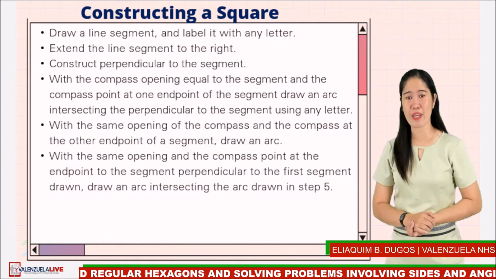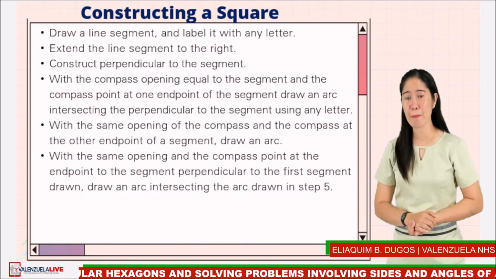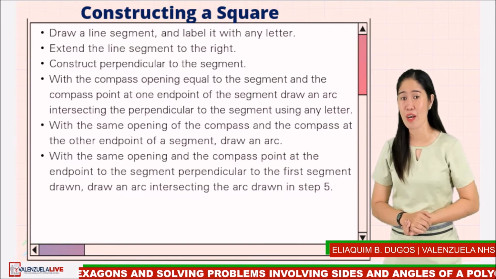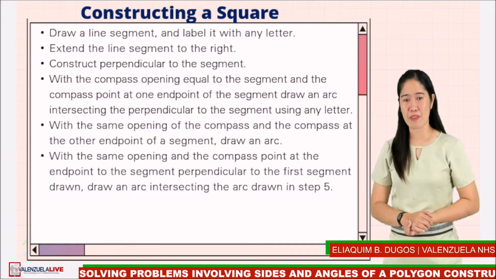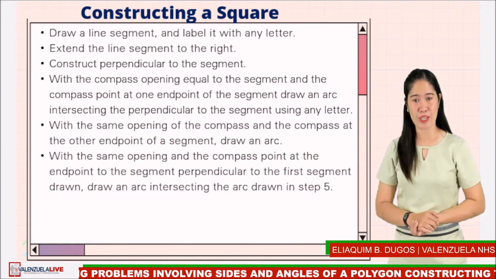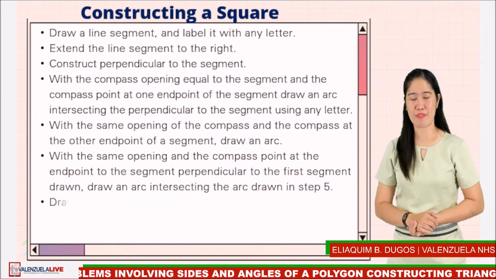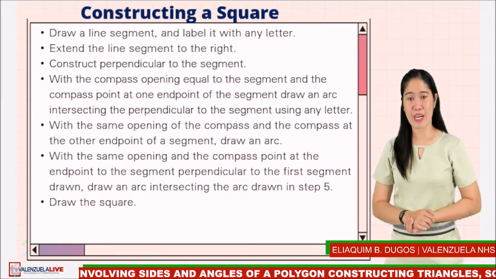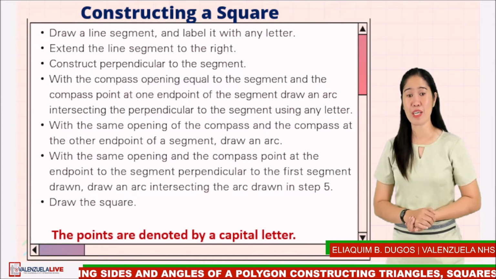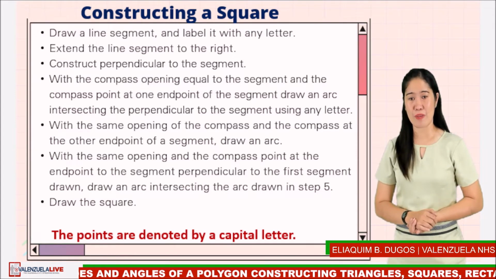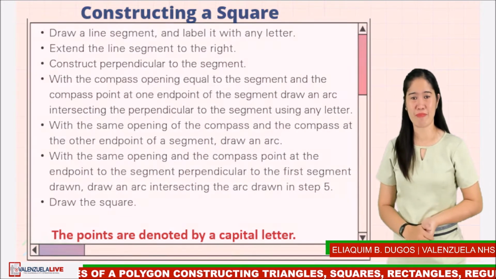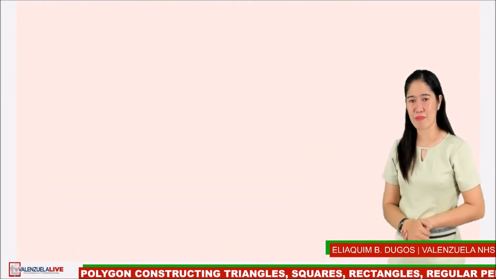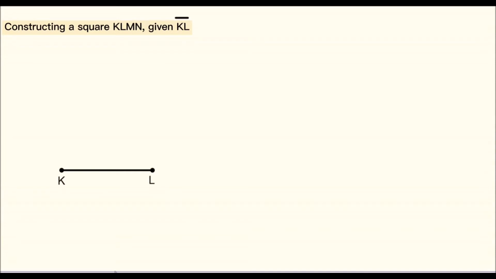With the same opening and the compass point at the endpoint of the segment perpendicular to the first segment, draw an arc intersecting the arc drawn in step 5. Then draw the square. Again, the points are denoted by a capital letter. Let's construct now. Watch this. Constructing a square KLMN given segment KL.